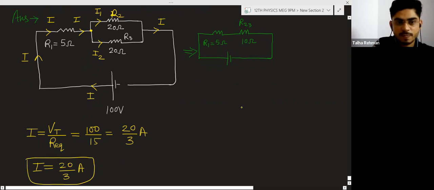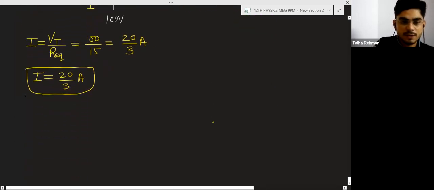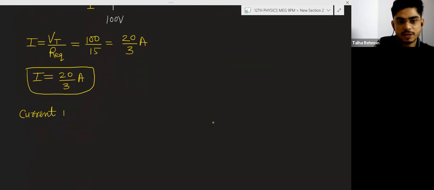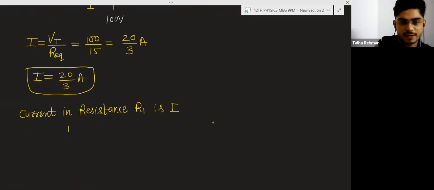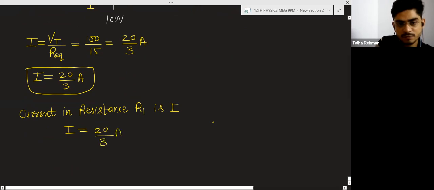Now let's see, this I is also flowing across R1. So we can say current in resistance R1 is I, and I is equal to 20 by 3 ampere.